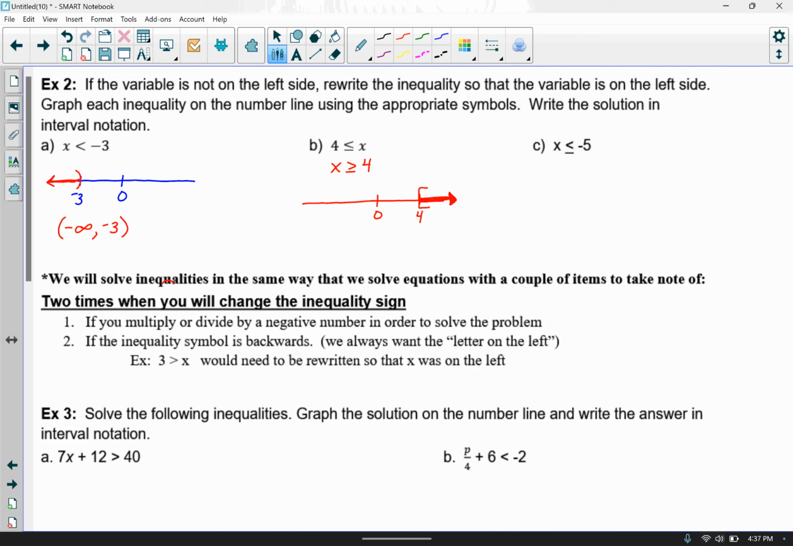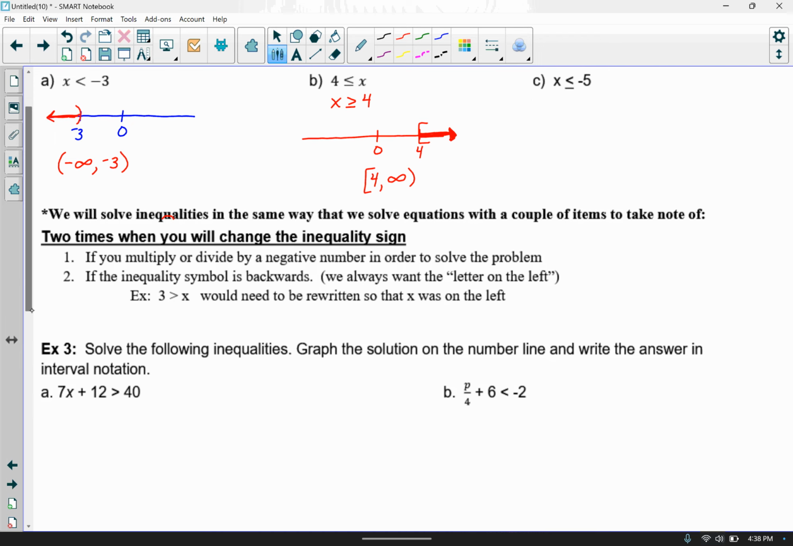So now if I write my interval notation here, this graph starts at 4 and goes to the right forever, so that's positive infinity. That 4 is going to get a bracket. That would be my final answer. Okay, and like I said, pause the video and try C on your own. Check yourself by the solution key. All right.